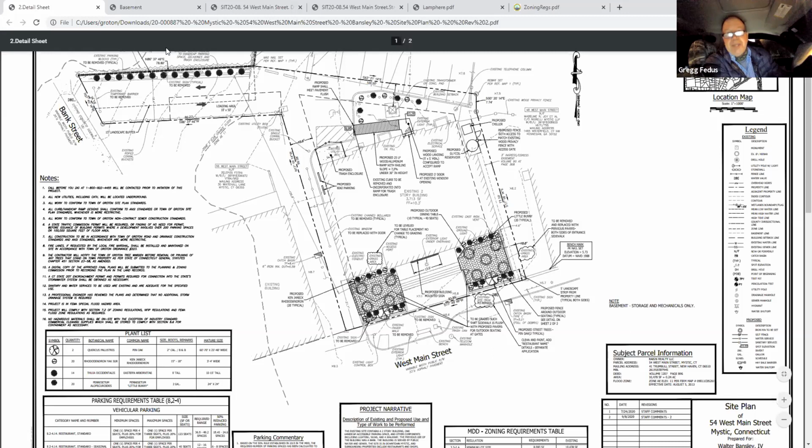We do have that one handicap spot on site. There is one right across on Water Street that's on the street. So we have two within proximity. Technically, that's the most we'd be required. Granted, one's not on our site, but we don't have any other parking on site either.